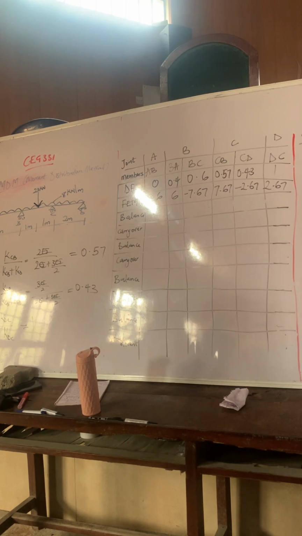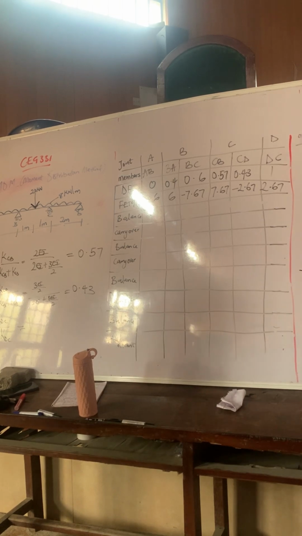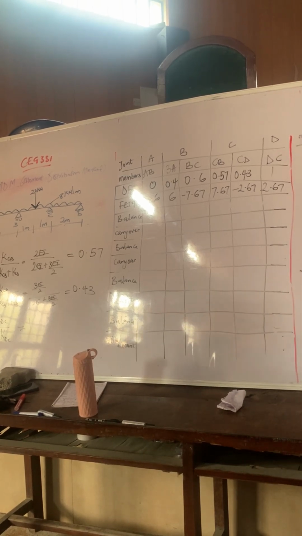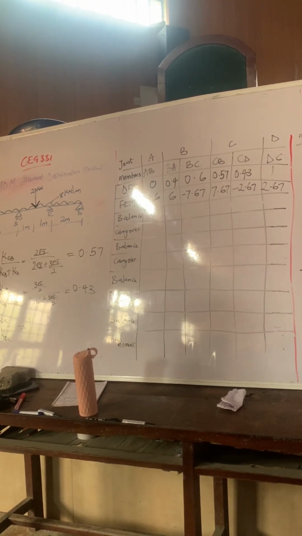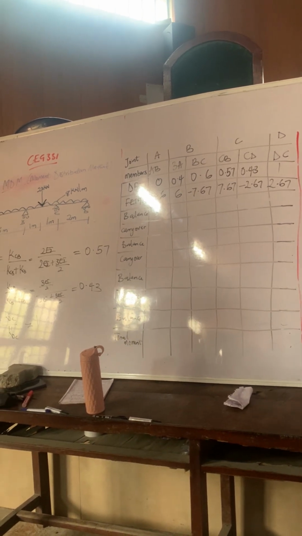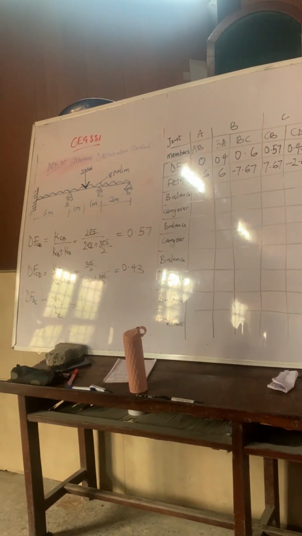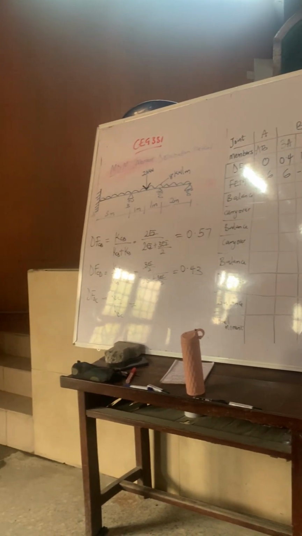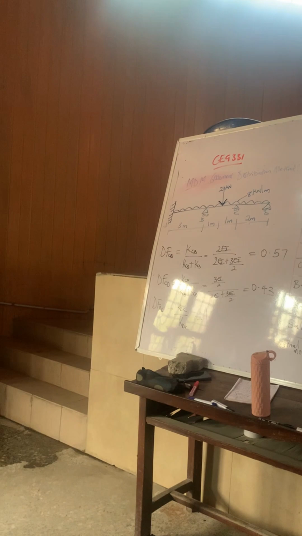Maybe we'll not be able to do our influence line again today, but let us continue this one. To balance your moment, it is the addition of your fixed end moment at that joint, multiplied by your distribution factor. That is how to balance.